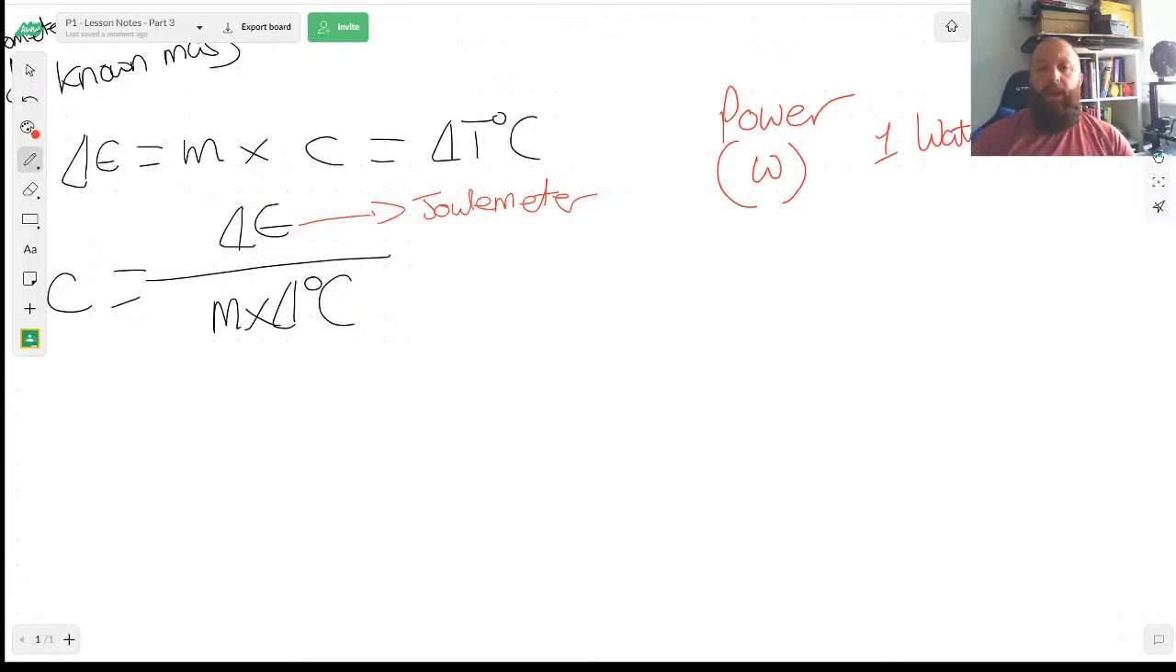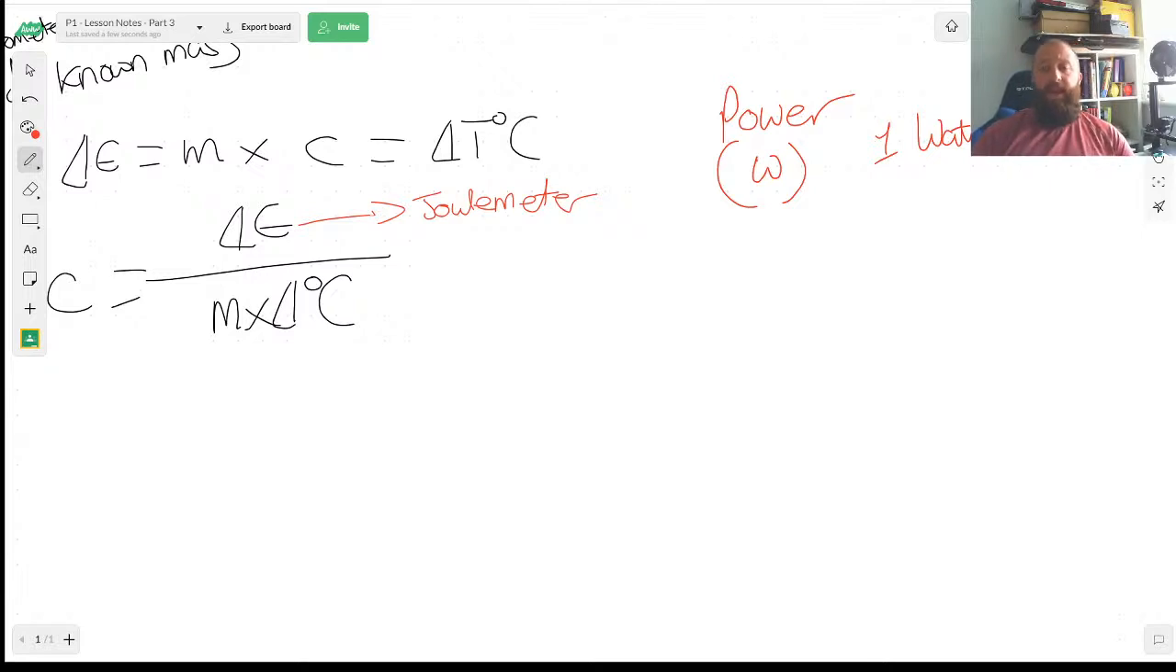So if you have a look at pretty much any electrical appliance you've got in your house, somewhere on there will be a power rating. So I think my laptop, if I look at the adapter on that one, it's got 45 watts written on there. That means that every second my laptop is charging, it is using 45 joules of energy, and it is transferring that energy into the laptop.